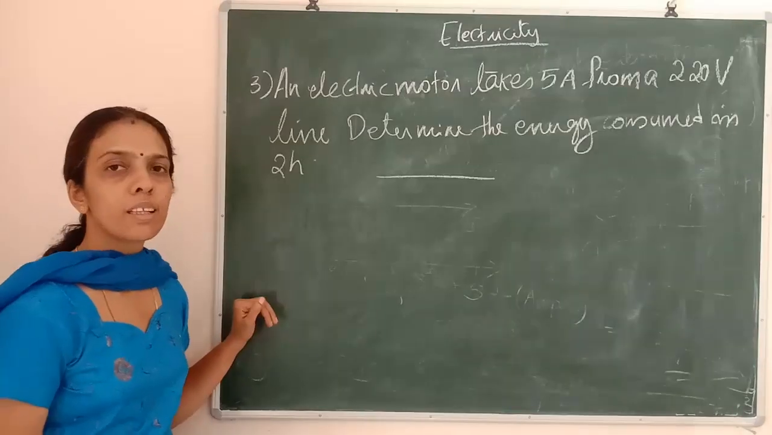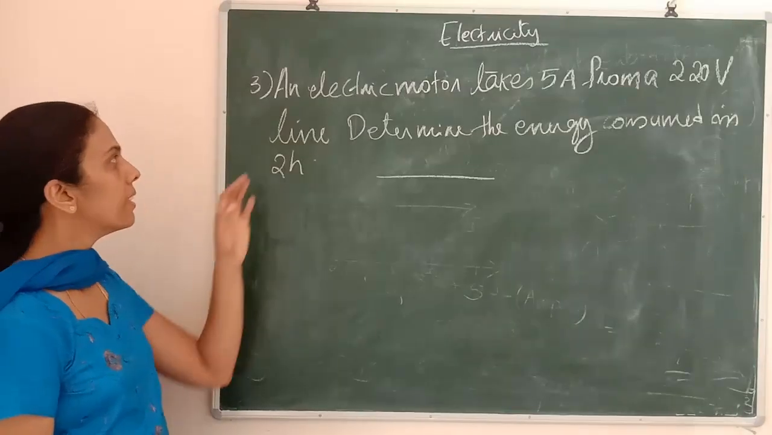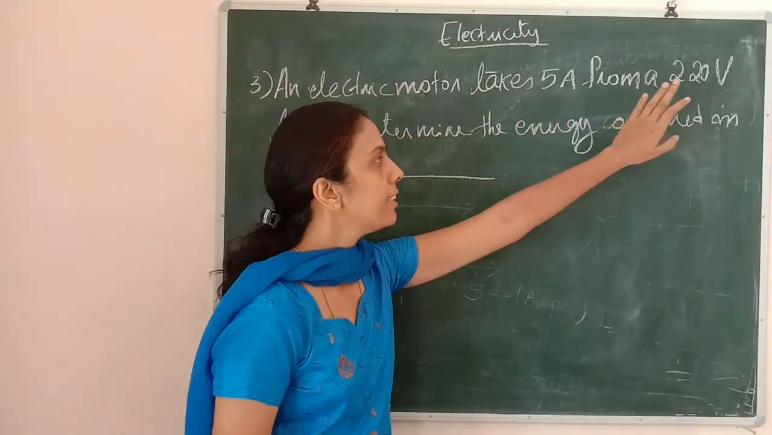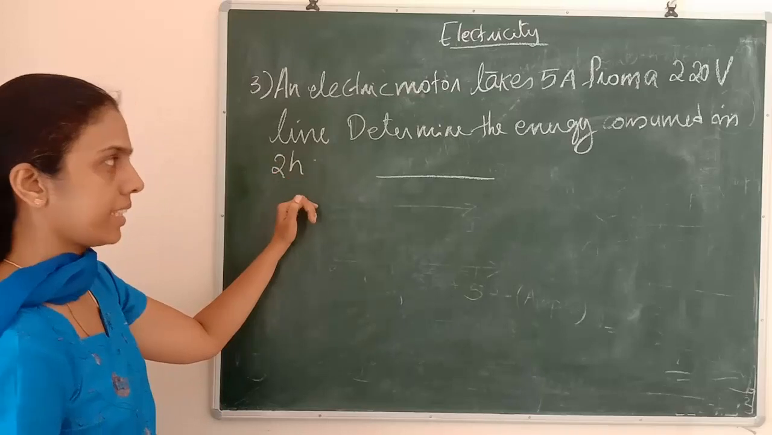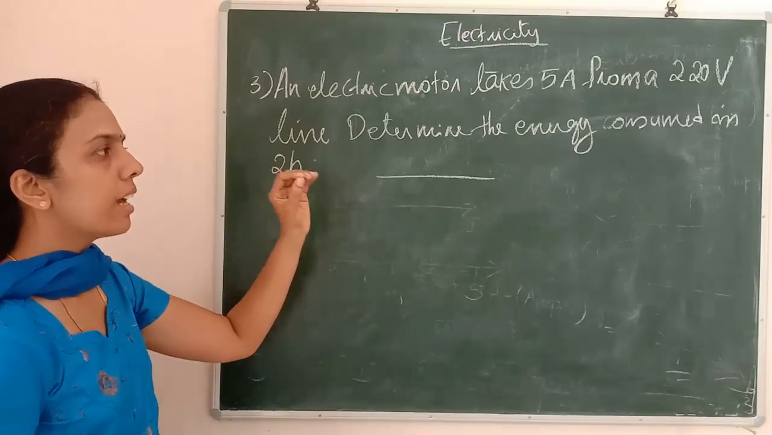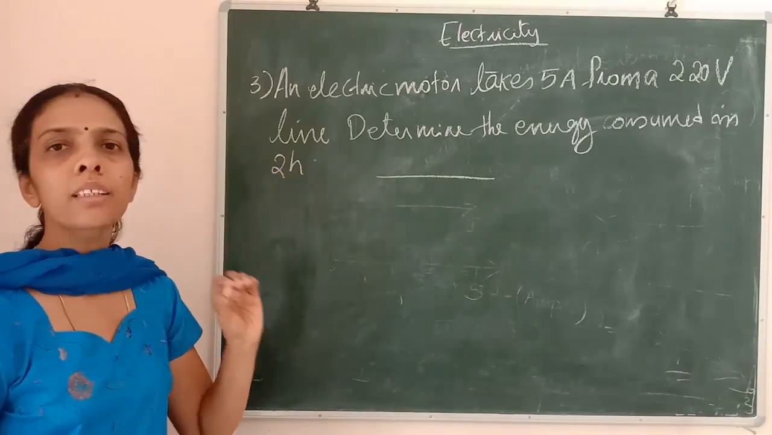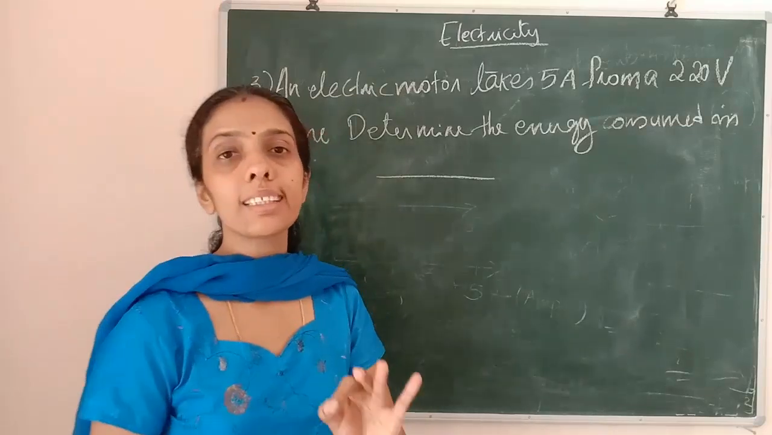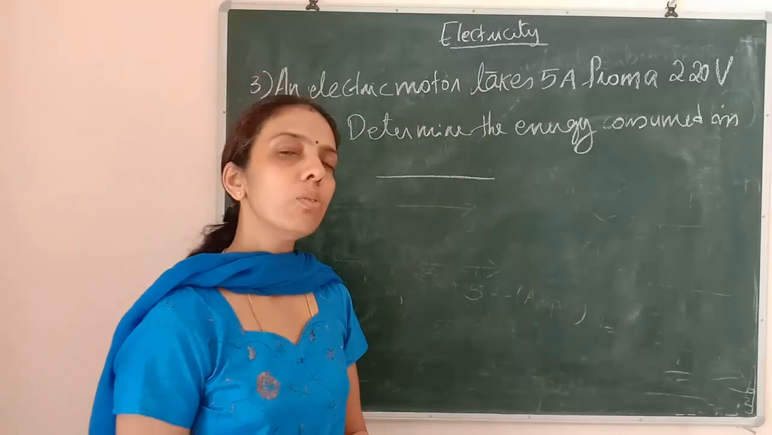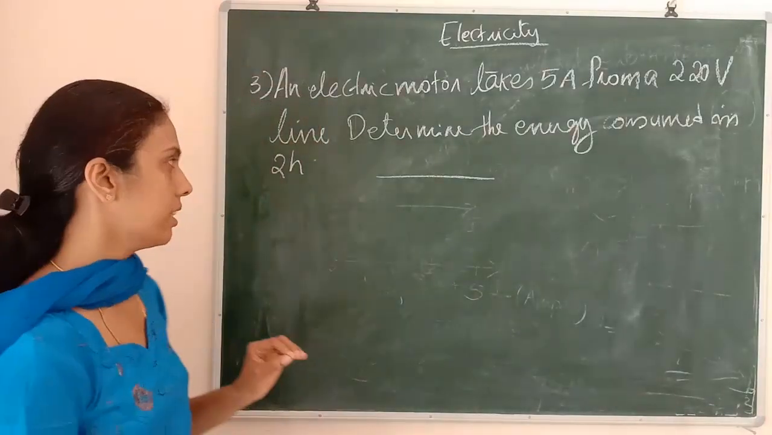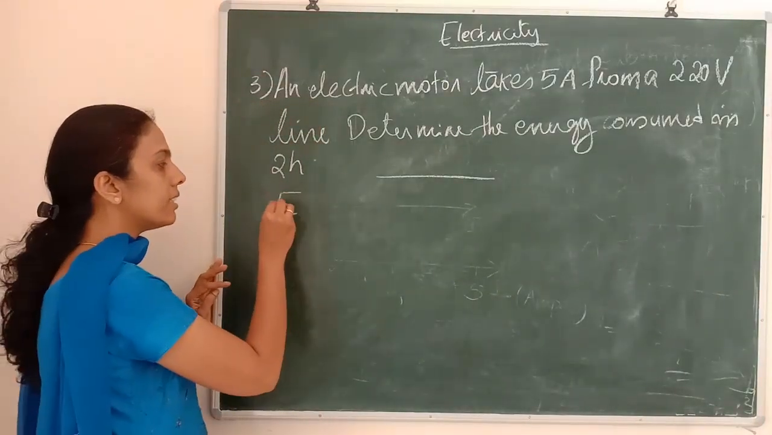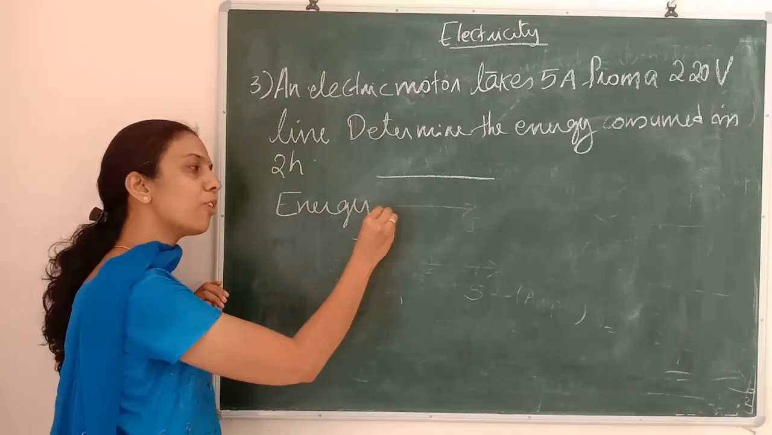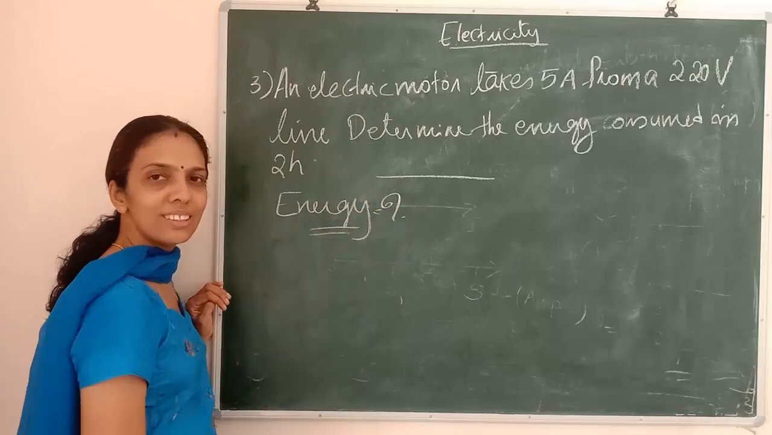Okay, so next one is: an electric motor takes 5 ampere from a 220 volt line. Determine the energy consumed in 2 hours. So we should find out the electric energy consumed. How can we find out the electric energy? How can we find out energy? Any formula we learned about energy?